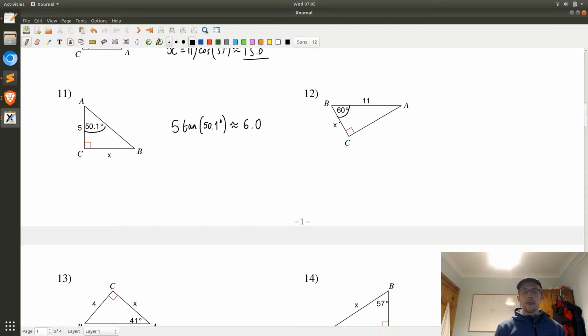Who's involved? Adjacent, hypotenuse. So, CAH, cos of 60 equals x over 11. So x is 11 cosine 60. Cosine of 60 is an exact trig value. You're expected to know it. Cosine of 60 is in fact 1/2. That's exact. So it's 11 over 2, which is 5.5.